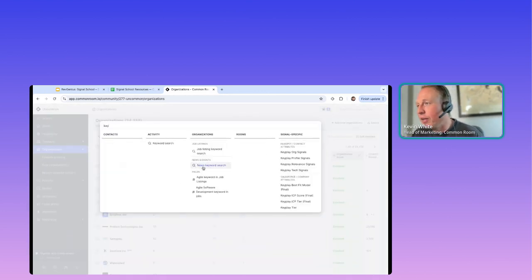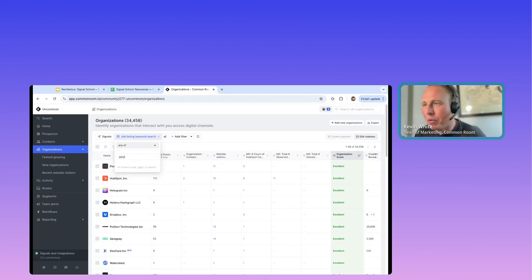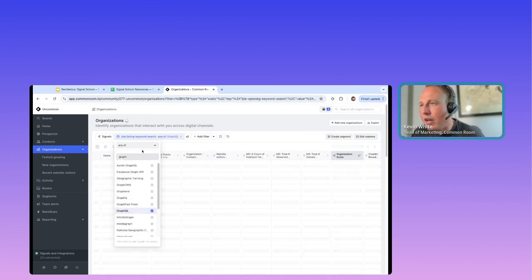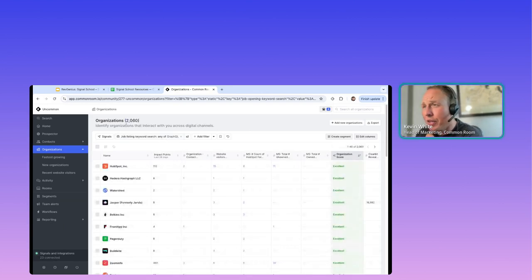Keywords in job listing keyword search. So this is essentially trying to find open roles for companies that are relevant. And so there's a company that we work with called GraphQL, and I like to use that as a keyword listing. So essentially, when I add this filter here, this will tell me signals of any company who has a job opening with a keyword that includes the word GraphQL in it. And so that narrowed down our list now to 22,000 accounts.